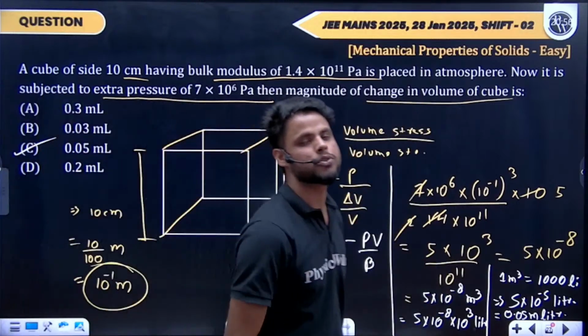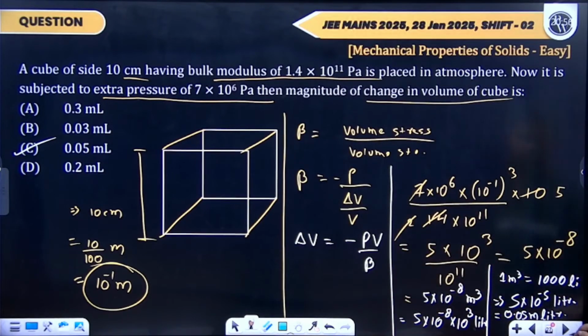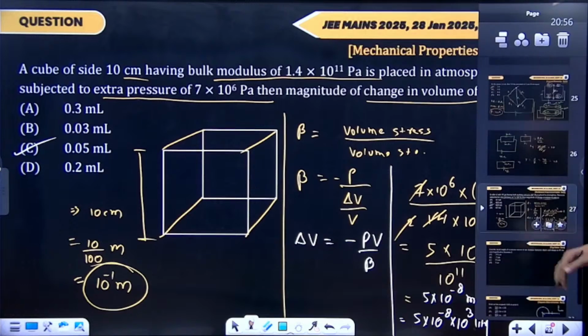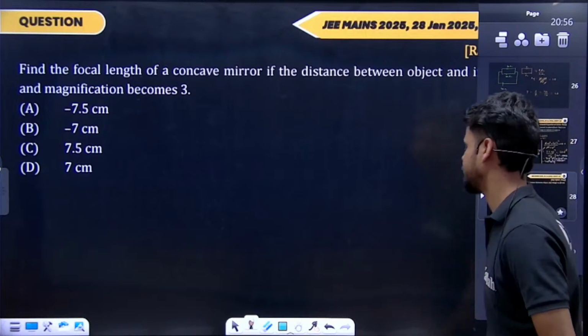So this was a nice numerical which was totally based on formula. This was totally formula based numerical. If you had read your notes and remembered the formulas, then you would have definitely solved it.